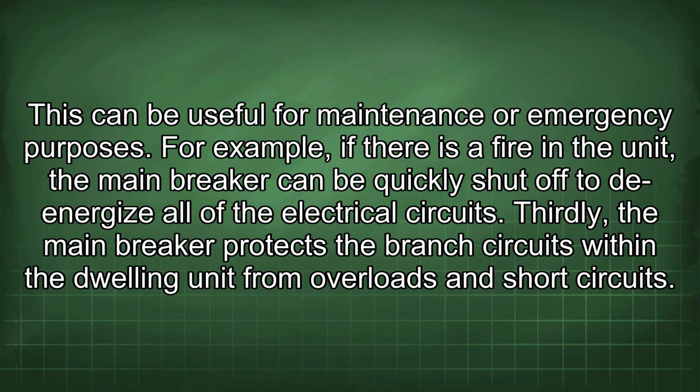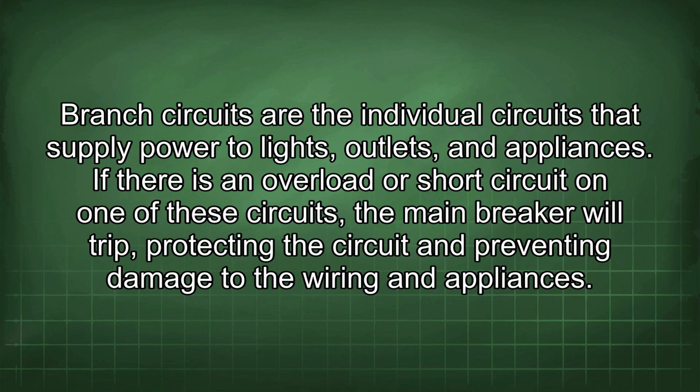Thirdly, the main breaker protects the branch circuits within the dwelling unit from overloads and short circuits. Branch circuits are the individual circuits that supply power to lights, outlets, and appliances. If there is an overload or short circuit on one of these circuits, the main breaker will trip, protecting the circuit and preventing damage to the wiring and appliances.